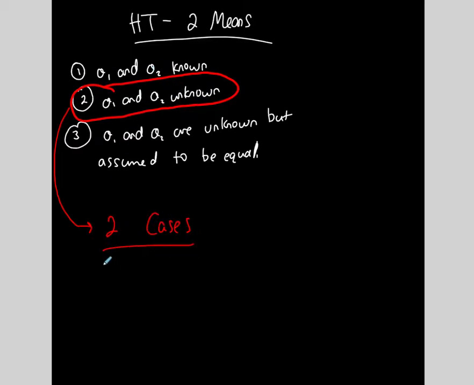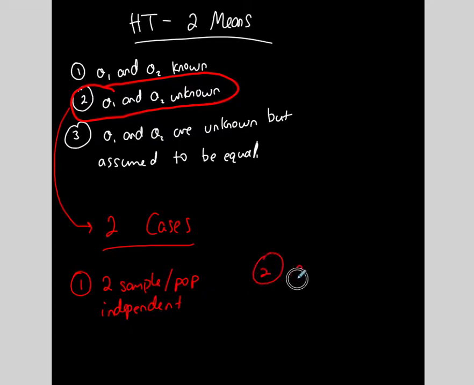I'm only going to do one case today. The first case: are the two samples or populations independent, or are they dependent? So when we talk about dependent samples, I'm spelling that wrong. Dependent.